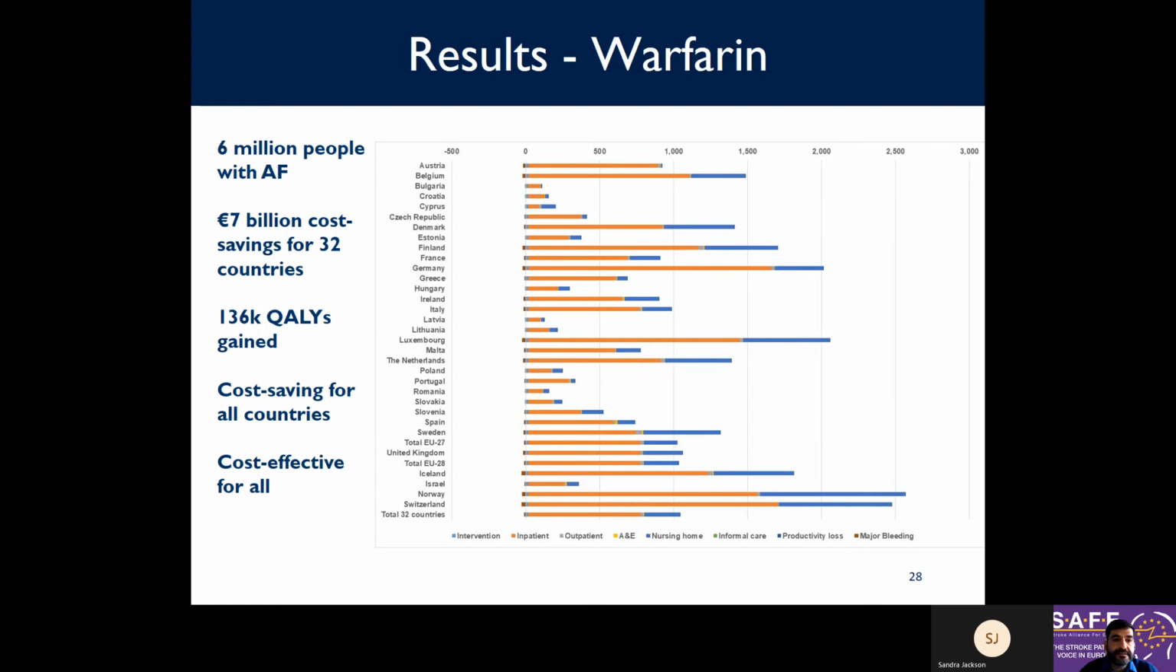Warfarin would generate a 7 billion cost savings for 32 countries, and it would be cost saving for all countries in Europe. In the graph, positive means cost savings and negative means additional costs. So as you can see from the graph, the only component of cost which would be an additional cost would be major bleeding, because warfarin increases your risk of bleeding as compared to aspirin.